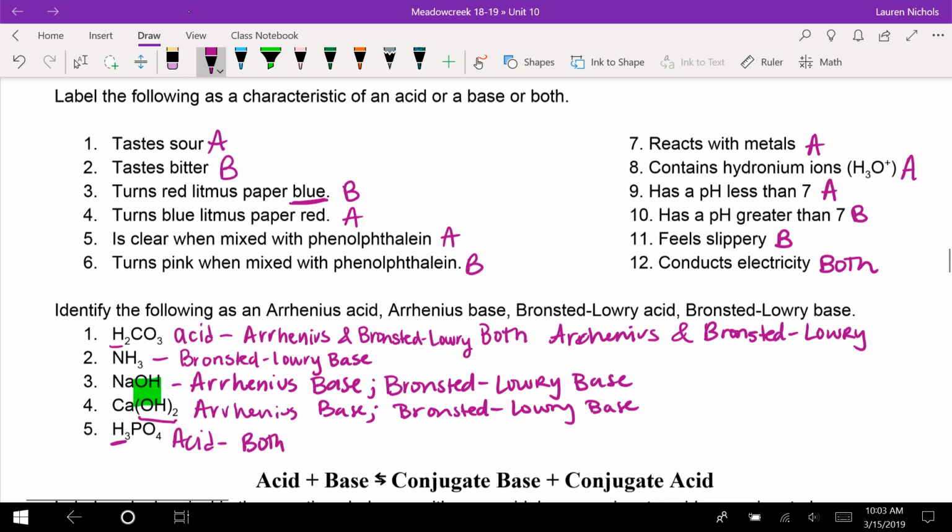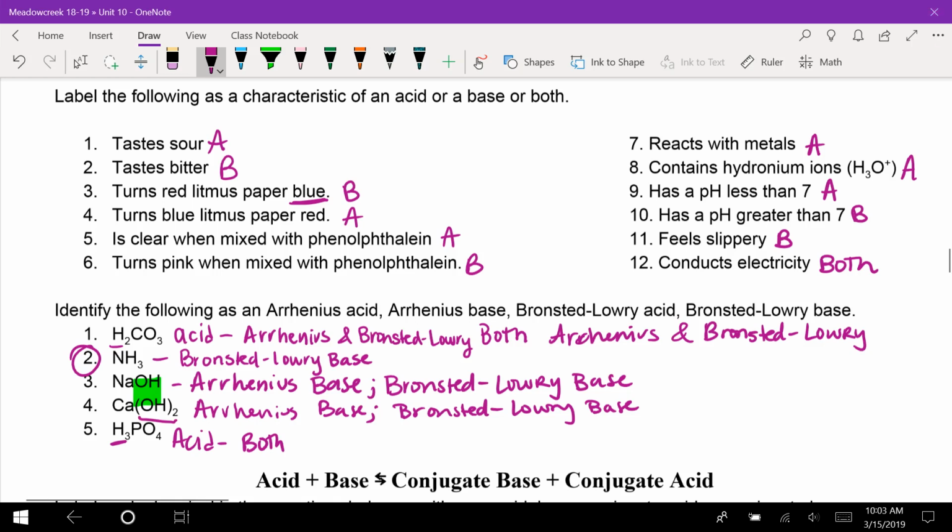So the main thing out of here, the only thing that was not both was number 2, ammonia. That's the biggest example, and you want to keep in mind that when you're looking at these, the main thing is knowing this is an acid, this is a base, which you can tell because they either start with H or they don't start with H.